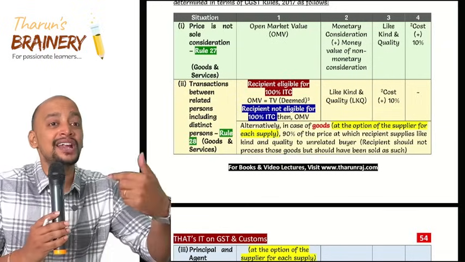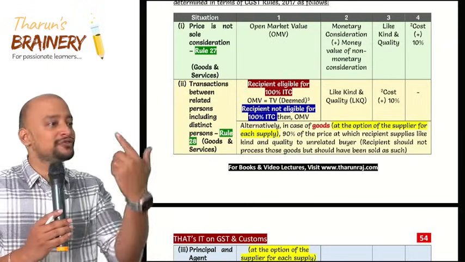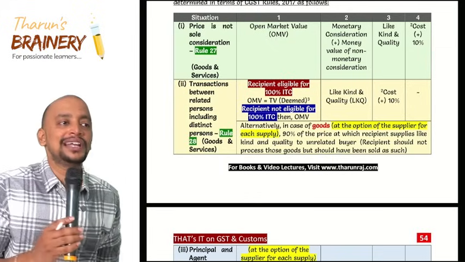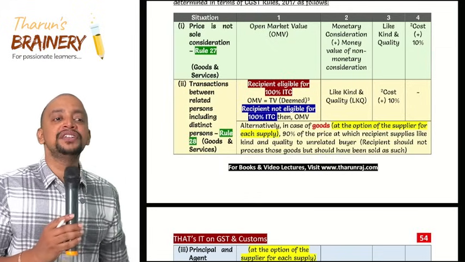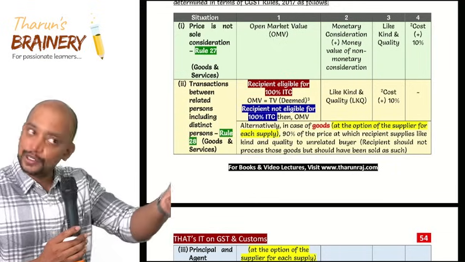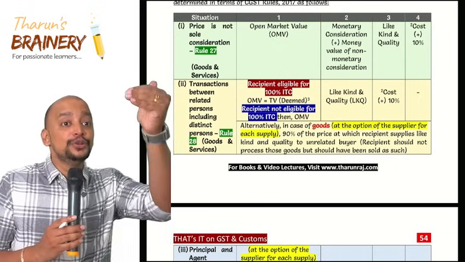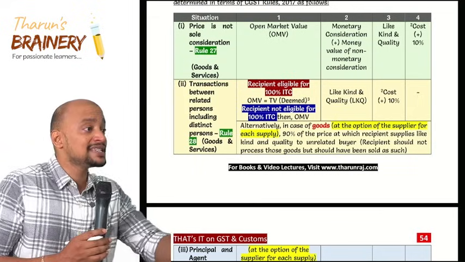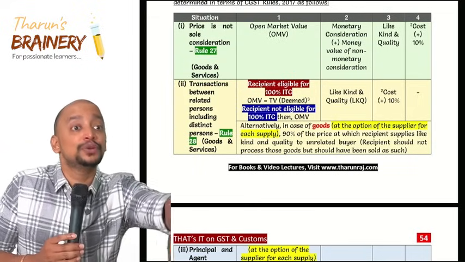Reason being, we both are related parties. I am selling to you for 10,000. How can 10,000 be taken as the value? We cannot, because between related parties, definitely the value may be tampered, correct or not. That's the reason why you need to see what is the price at which you are subsequently selling.